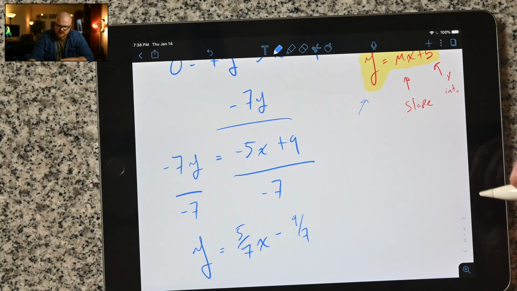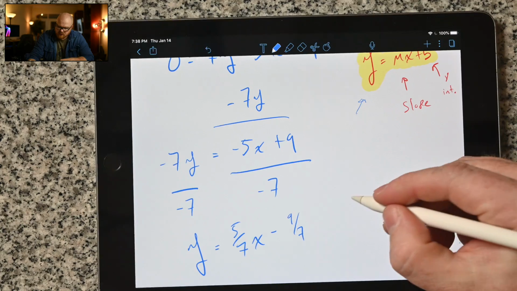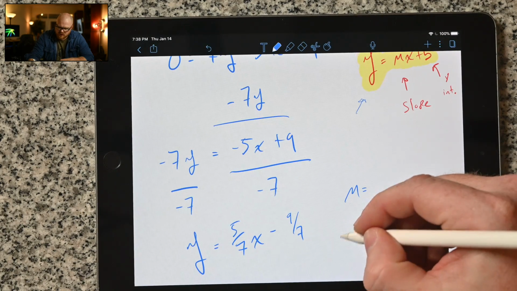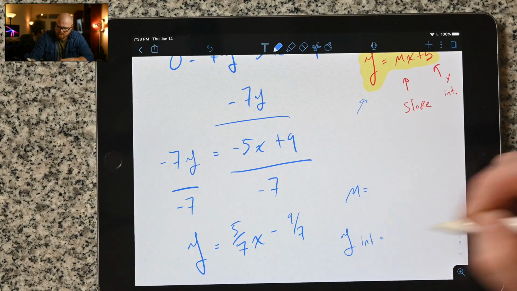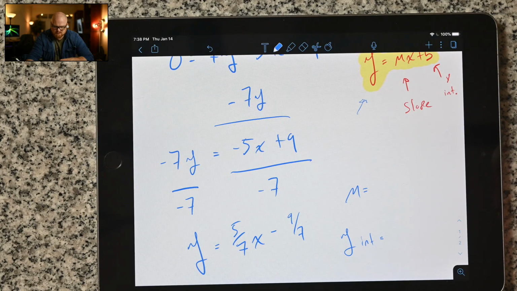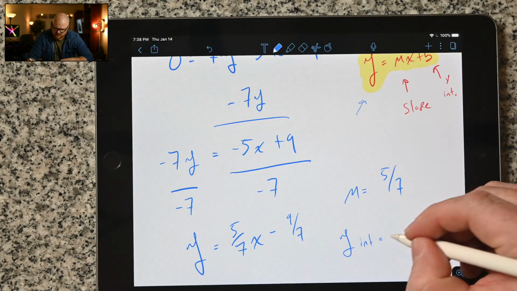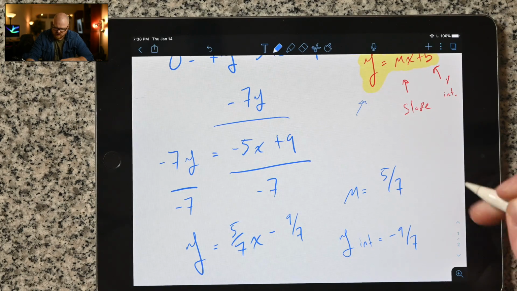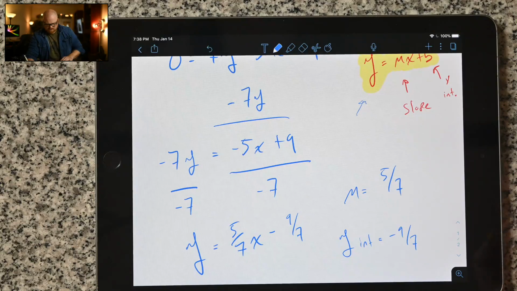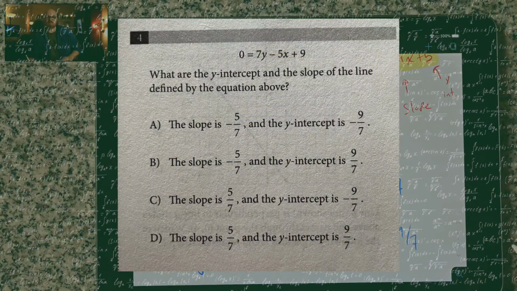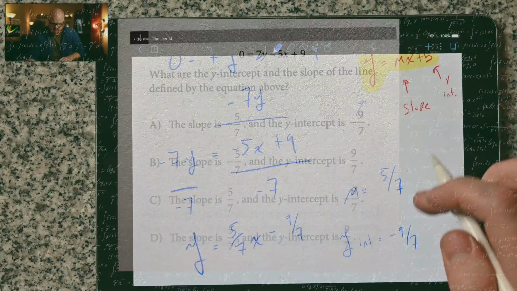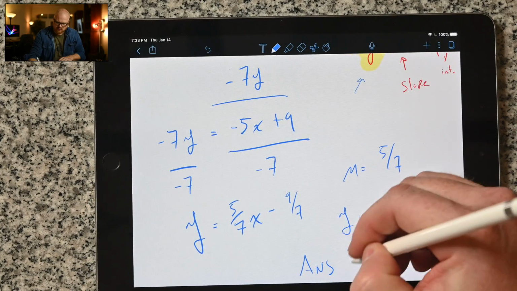Okay. And then now we have our slope-intercept form, which is really cool because you can tell me now that the slope is what? The slope would be 5 over 7. Correct. And what about the y-intercept? -9 over 7. Very good. Yeah, negative. So which answer choice? C. Very good. That's what I would say as well.